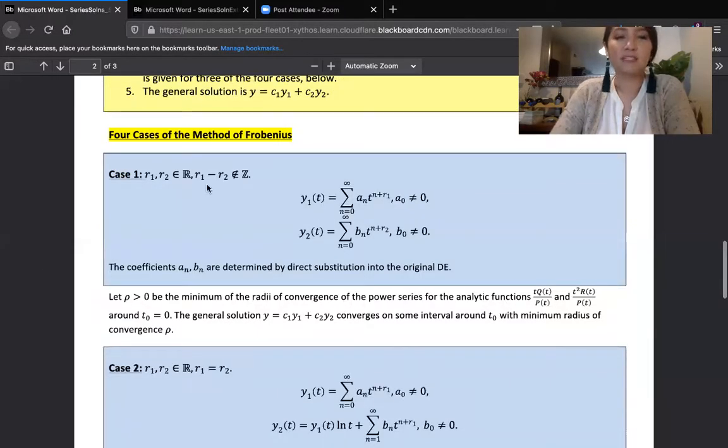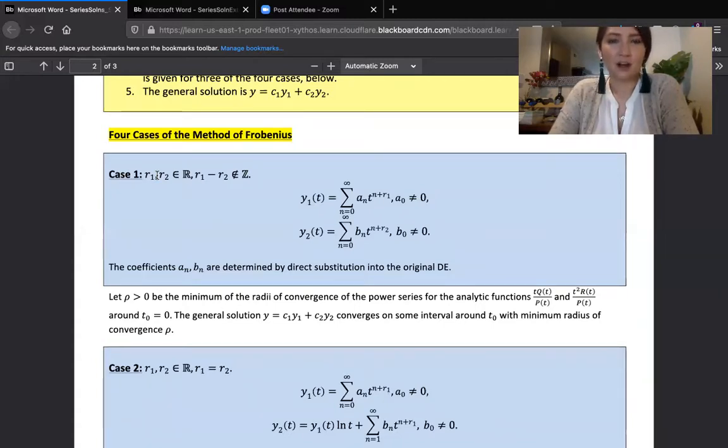So if the difference between r1 and r2 is not an integer, then you're just going to follow the method twice. First, you'll solve the indicial equation. You'll realize that r1 and r2, if you take their difference, the difference is not an integer. And then you'll say, okay, let r1 be one of those values and solve for a sub n. So you'll plug in r1 equals, let's say 3, and then you will substitute into this equation and you'll solve for the coefficients.